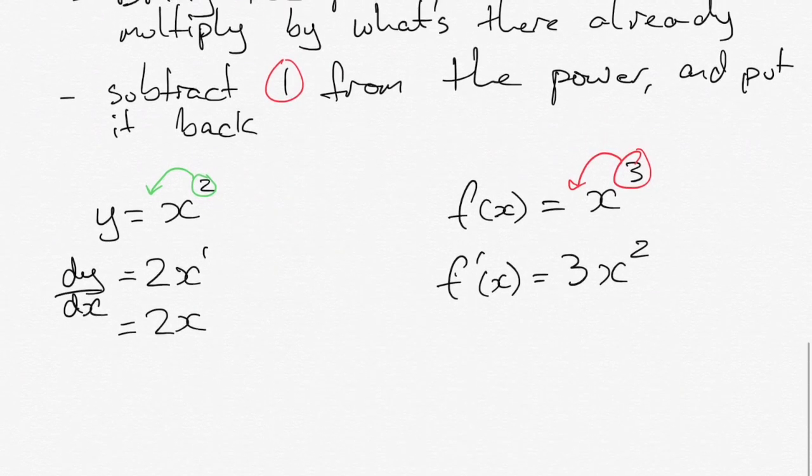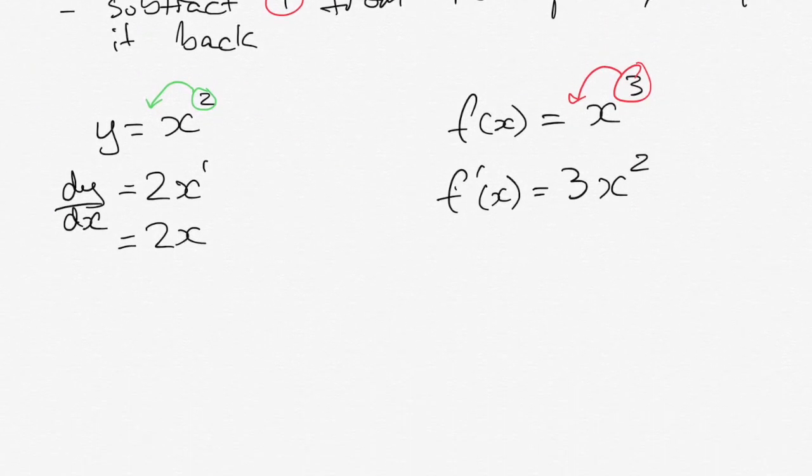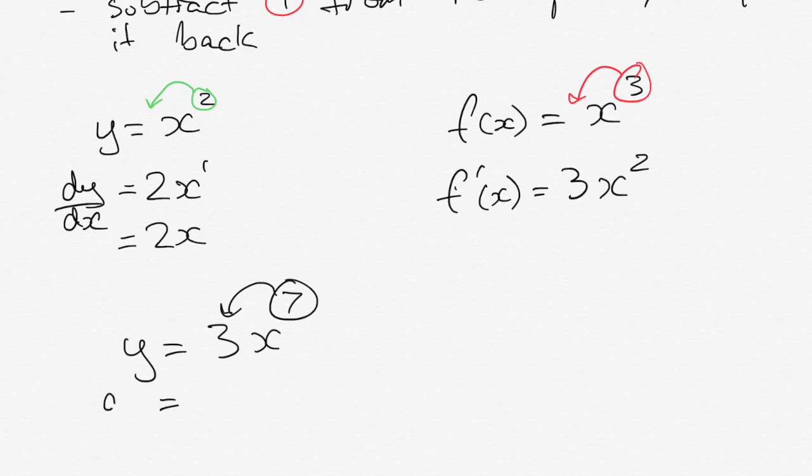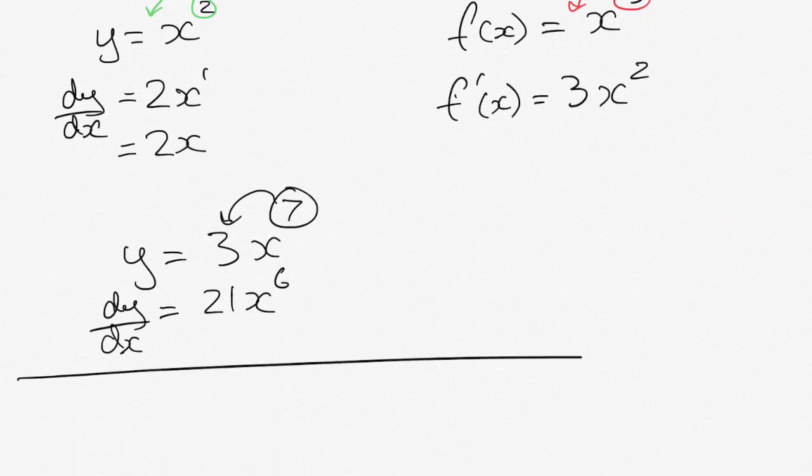What do I mean by multiply what's already there? So far there hasn't been a coefficient. Let's have a think about what the derivative of y is equal to 3x to the power of 7 might be. Well, I bring my 7 down, multiply it by the 3 that's there already. So I'm finding dy/dx in this case is equal to 21x, and I subtract 1 from the power, x to the power of 6. It's pretty simple. So simple that I'm not even going to ask you to do some exercises yet.